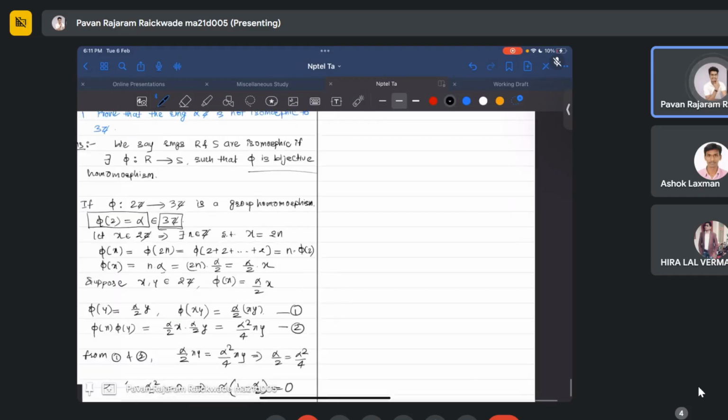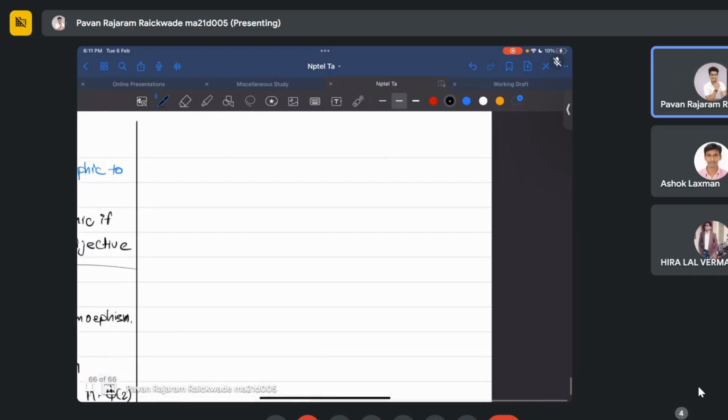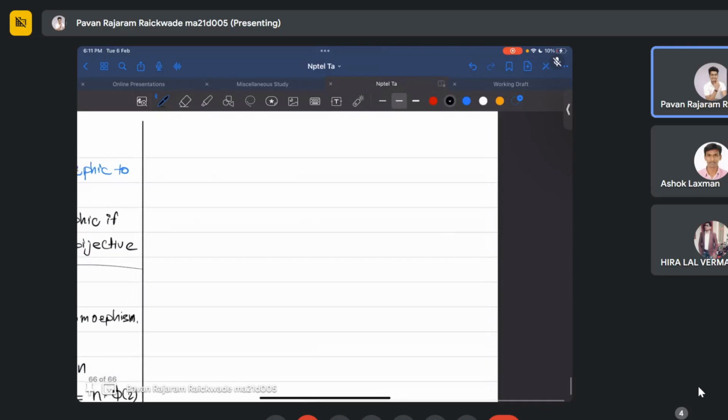Next is question number 2. Show that Z[x] is not isomorphic to Q[x]. Basically, this was the symbol for isomorphism, and when you put a slash through it, that is the symbol for non-isomorphism.